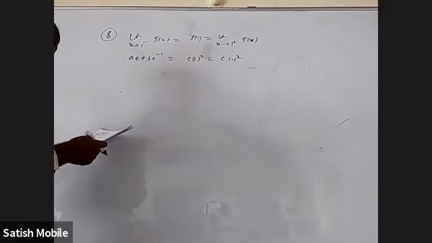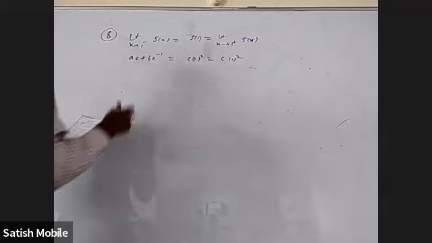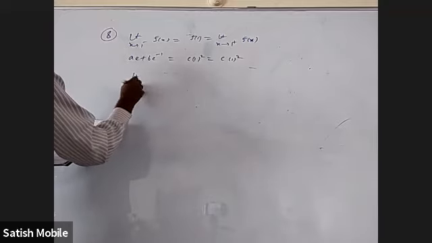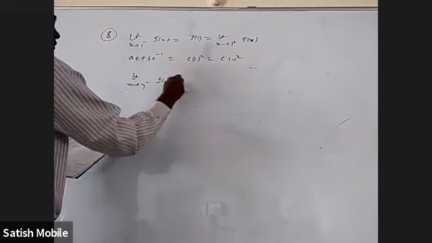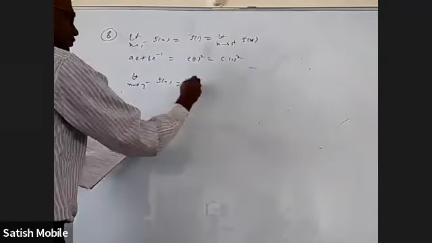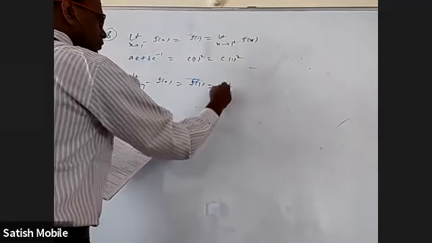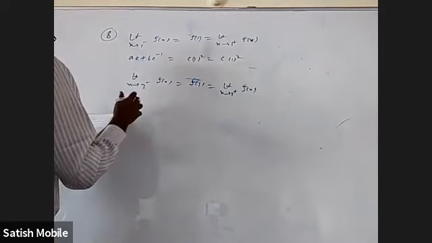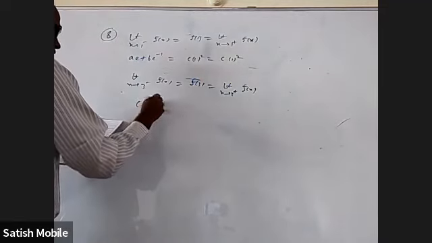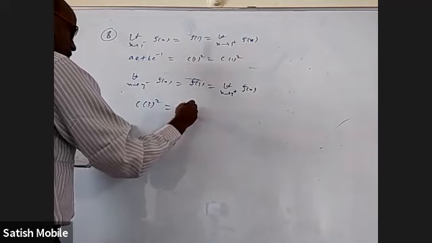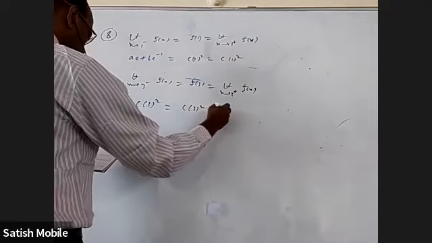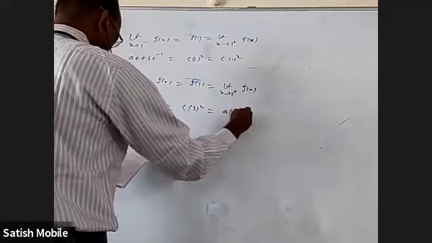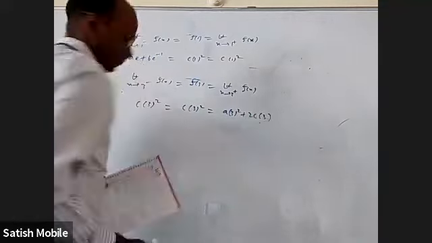We have three unknowns. Second equation: limit x tends to 3 minus f of x equals f of 3 equals limit x tends to 3 plus f of x. Just before 3 it is c into 3 whole square. At 3 also c into 3 whole square. But the right limit is a into 3 whole square plus 2c into 3.